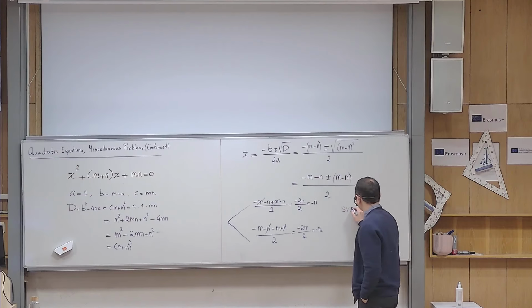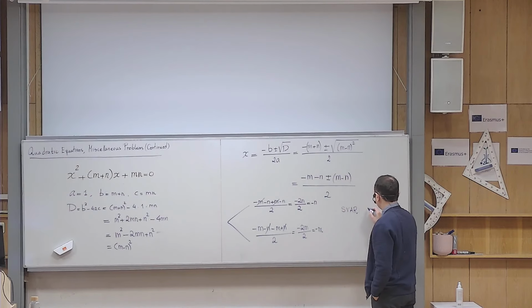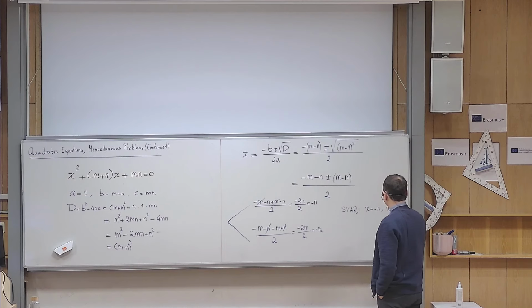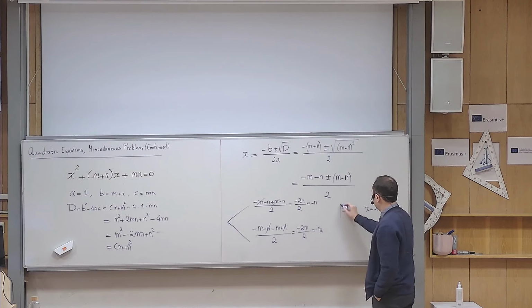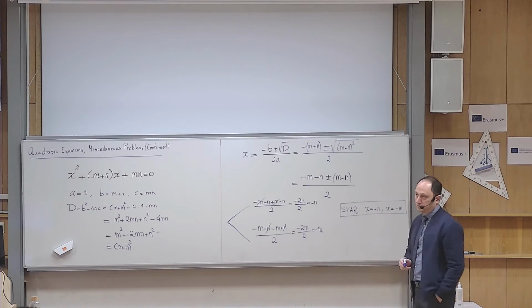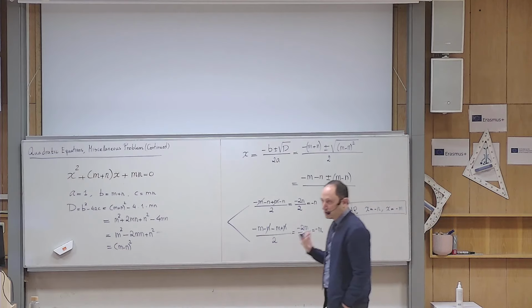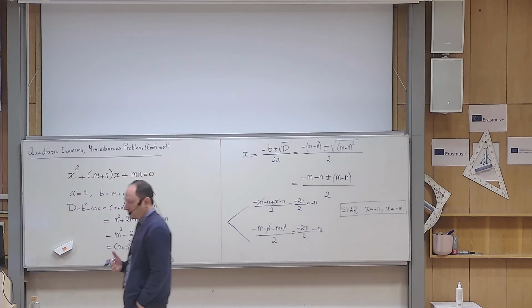So the answer to this question is two answers. One of them is minus n, the other one is minus m. This is the answer to this problem in its simplest possible form. So it is a good question because it tests two abilities of you.